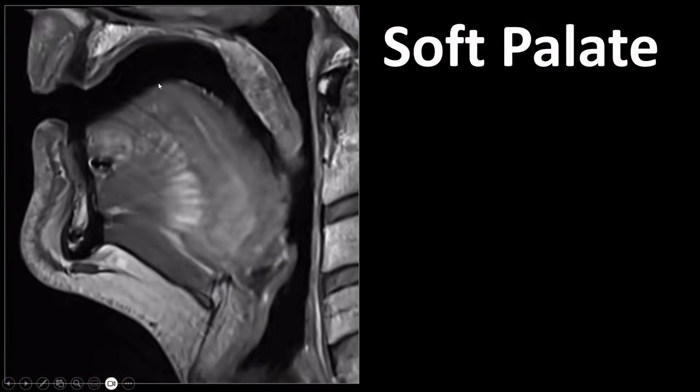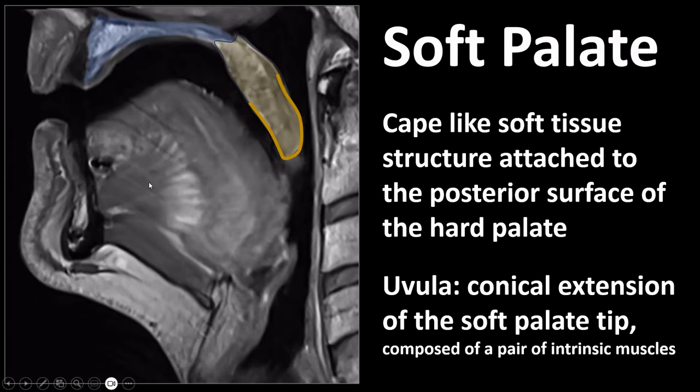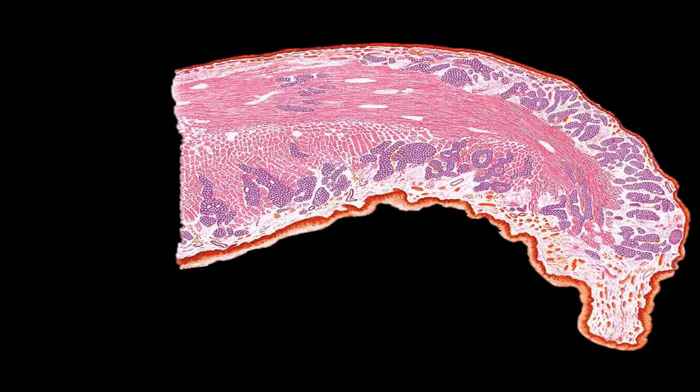What is the soft palate? Well, the soft palate is basically a soft tissue structure hanging at the back of the hard palate. The hard palate is a bony structure. It forms the superior surface of the oral cavity. And then we have the soft palate, which is a cape-like soft tissue structure attached to it. The uvula is basically a conical extension of the tip of the soft palate, and it is composed of two intrinsic muscles called the uvular muscles.